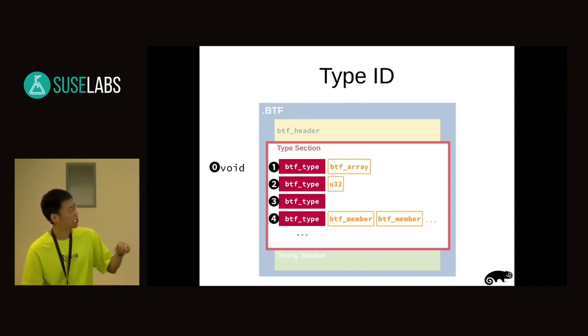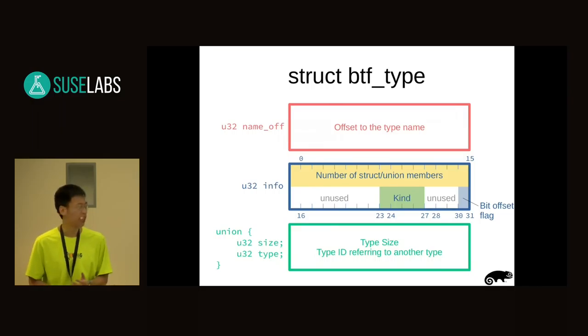So let's see what's inside the BTF type header. There are three members inside the type header. The first is the offset to the type name, because you have to know what the name is. The second one is the most interesting, because it's a U32 int, but it's actually divided into different fields. The first 16 bits are the number of members, the struct and union members.